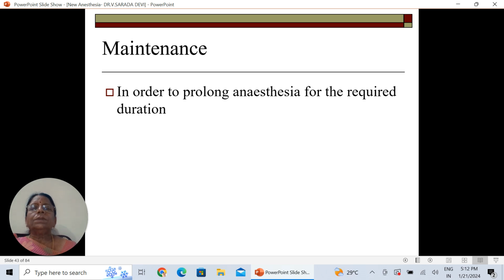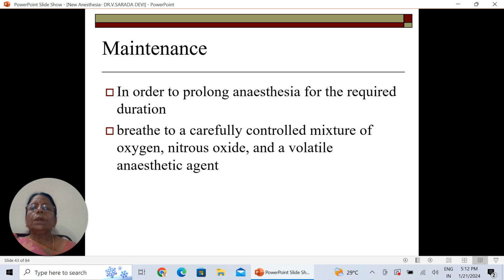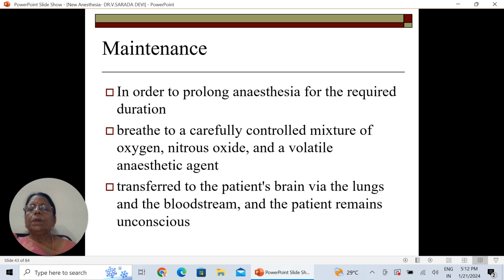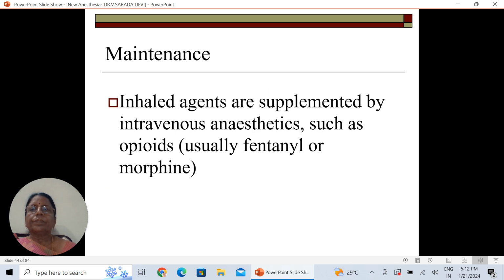In order to prolong anesthesia for the required duration, the patient breathes a carefully controlled mixture of oxygen, nitrous oxide, and volatile anesthetic agents. These are transferred to the patient's brain via the lungs and the bloodstream, and the patient remains unconscious. Inhaled agents are supplemented by intravenous anesthetics such as opioids, usually fentanyl or morphine.